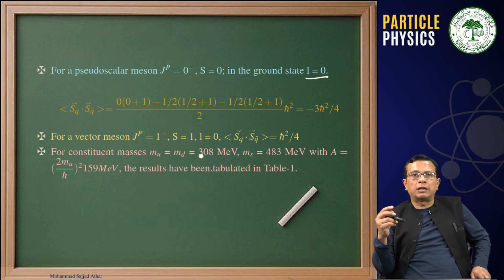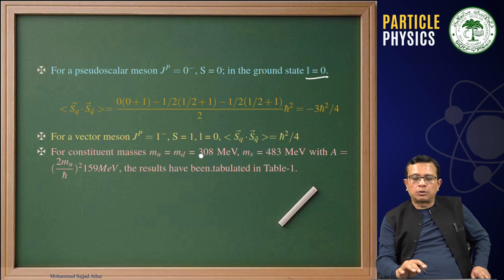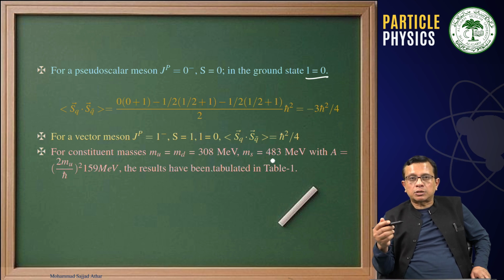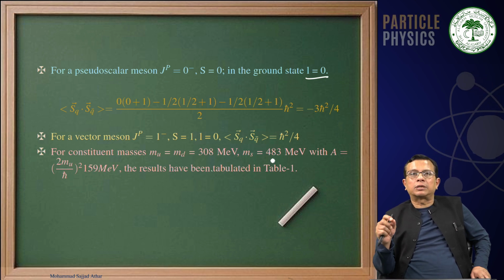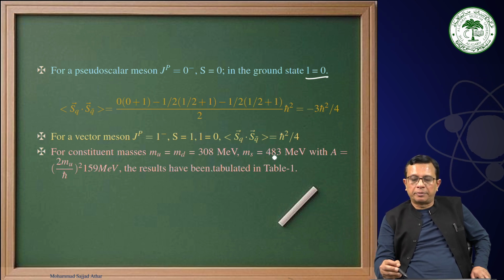A lambda particle, 1115 MeV. The U and D quarks are contributing 308 MeV, and then the S quark would make up the rest of the 1115 MeV, giving it a mass of 483.